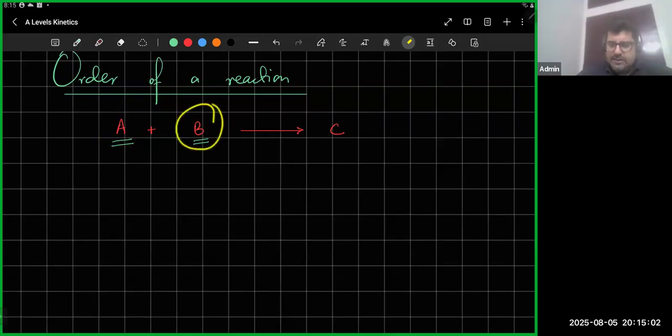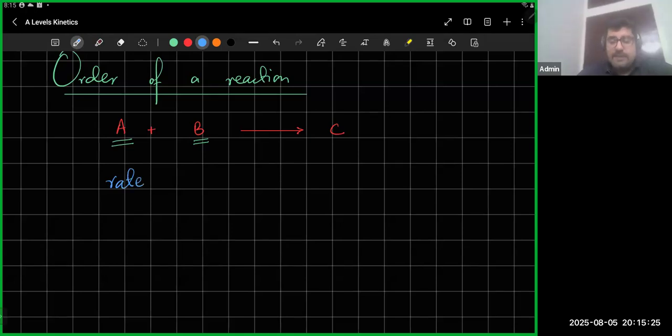You increase the concentration of B, again you're going to have more collisions with A and you're pretty much going to have a faster reaction. Normally the rate of the reaction does not depend on the product C, because the product colliding doesn't really matter, it's not important.